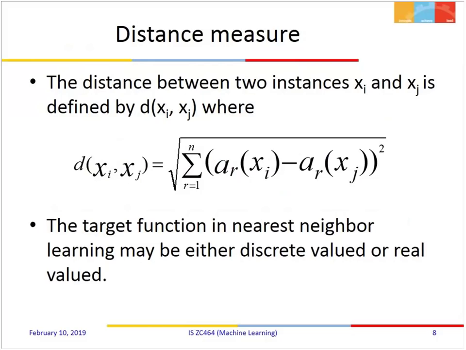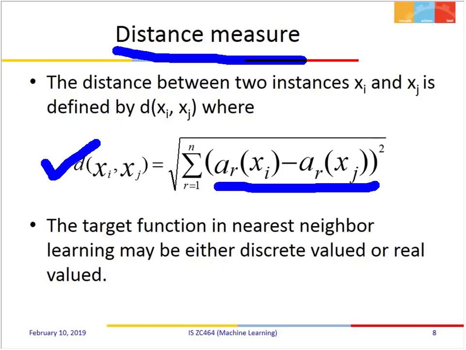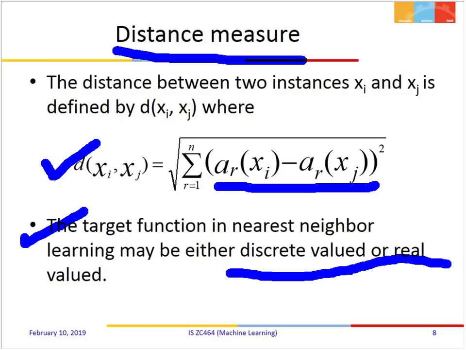So we have this distance measure. We call it Euclidean distance, in which we are trying to sum up the square of the differences of the corresponding feature values of the two instances xi and xj. The target function in nearest neighbor learning may be either a discrete valued function or a real valued function. So these could be either real numbered values, or these could be the labels.